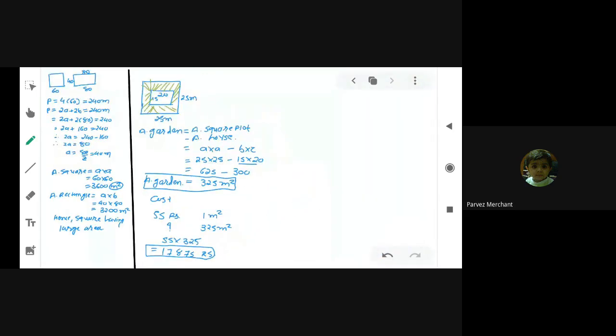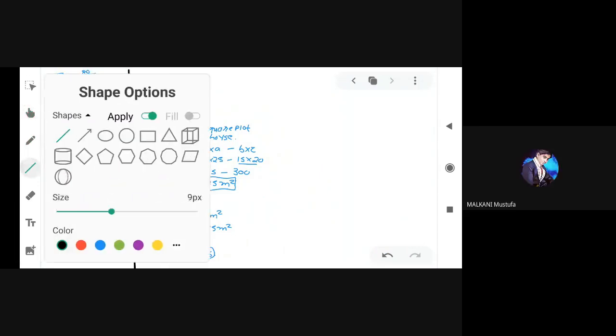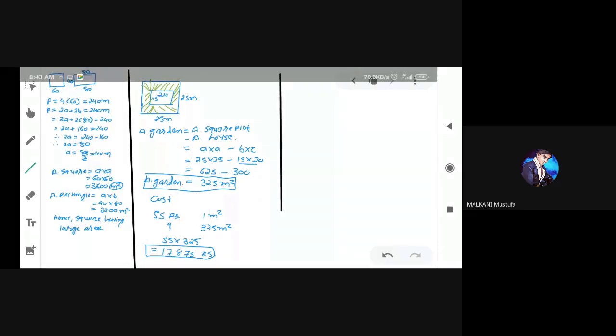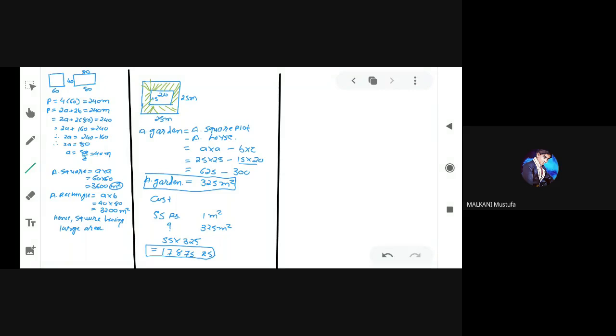Are you getting these two questions? Yes or no? Okay, now write down these two questions fast. In the next lecture we will do more questions regarding area and perimeter. This chapter is very easy. Just clear all the concepts and all the formulas, and do the quick calculation. Okay, write down these two questions now.